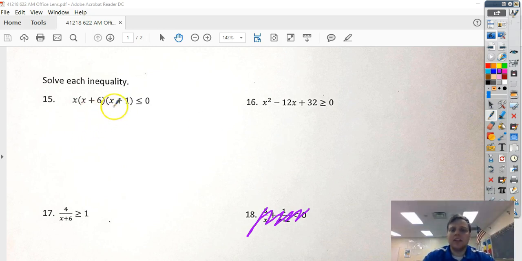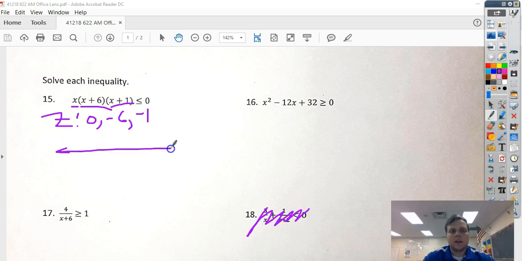So first off, number 15 doesn't have any vertical asymptotes. It just has zeros. So you set each one of these pieces equal to 0. So you get the zeros of 0, negative 6, and negative 1. Now we're going to make our number line. We put that on there: negative 6, negative 1, and 0. Then we need to pick numbers to the left of negative 6, numbers between negative 6 and negative 1, numbers between negative 1 and 0, and then a number to the right of 0. And all we need to see is if it's either positive or negative.